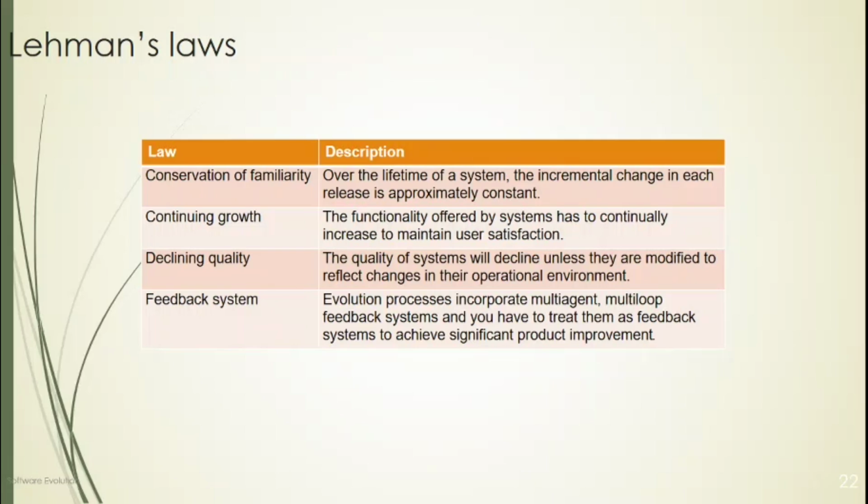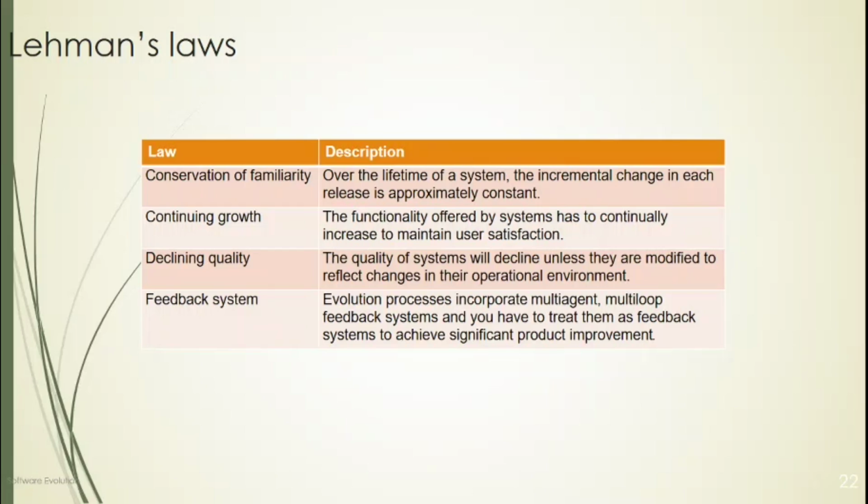The first 5 laws were initially proposed by Lehman, and the remaining were added after further work. What are the first 5 laws? Continuing change, increasing complexity, large program evolution, organizational stability, and conservation of familiarity. These were initially proposed by the author Lehman, and the remaining laws were added later.